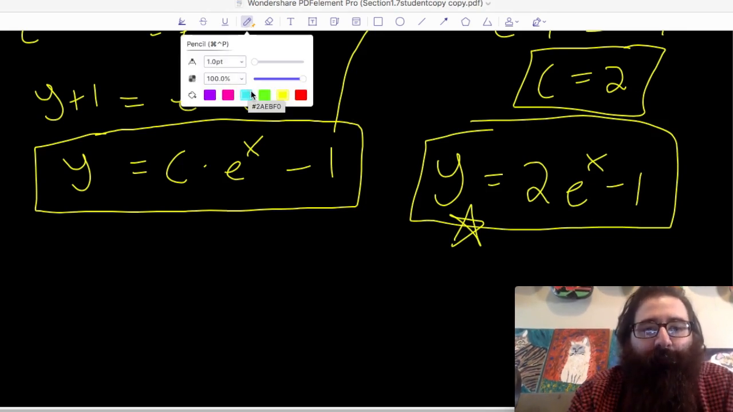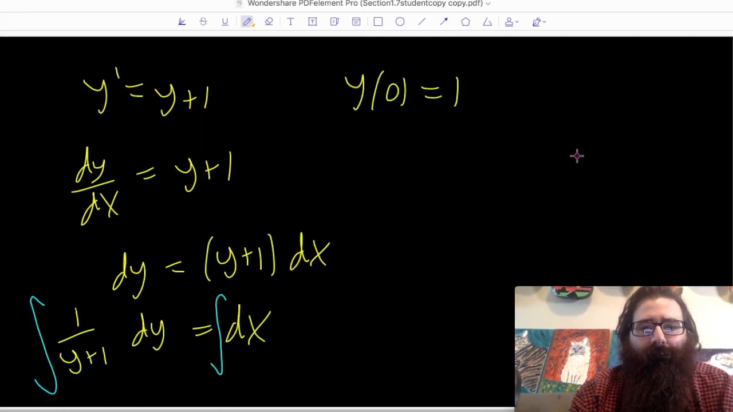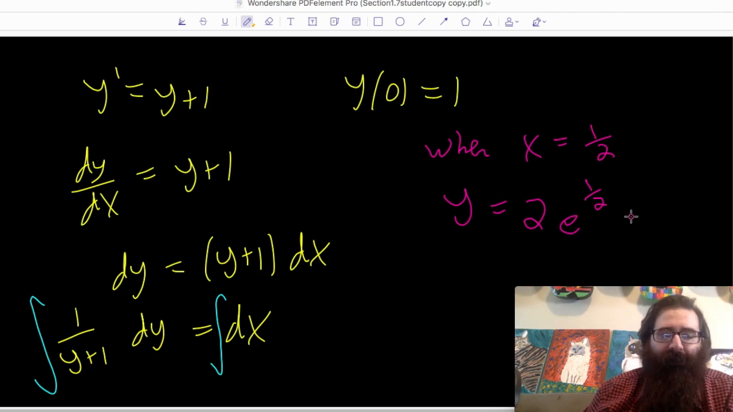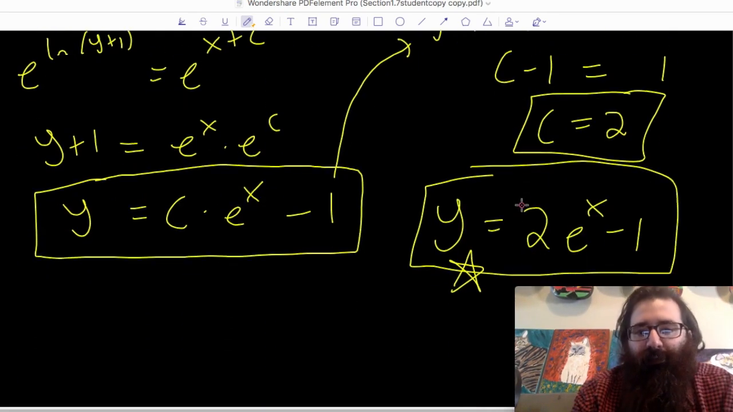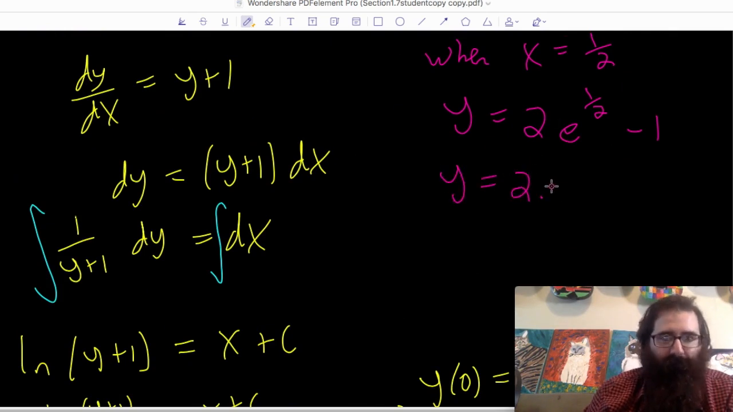And since I have the particular solution, I can now tell you what y is going to be exactly when x is 1/2. So I can go up here and say, well, when x is equal to 1/2, y is equal to 2 times e to the 1/2 power minus 1. So just plugging 1/2 in here for x, 2e to the 1/2 minus 1. And this gives me, for the y value, I would want to evaluate this with some calculator, get some decimal value.